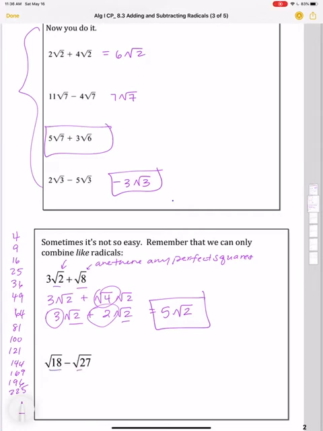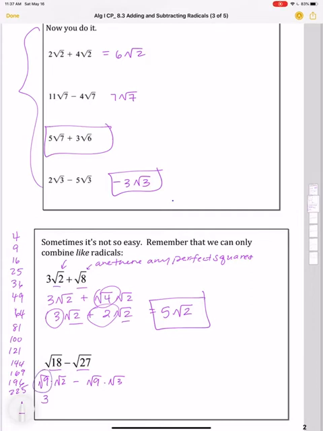So we've got the square root of 18 and the square root of 27. What perfect squares go into them? 4 does not. 9 goes into this. So this is 9 times 2. And this is 9 times the square root of 3. So the square root of 9 is 3. Remember, if there's a perfect square, your answer does not have a square root around it.